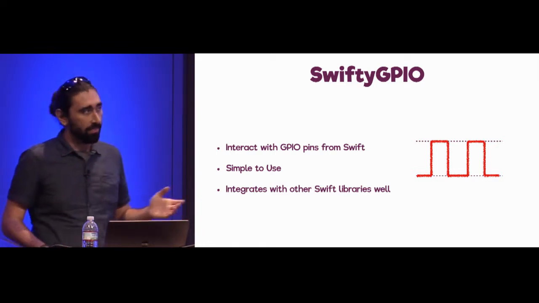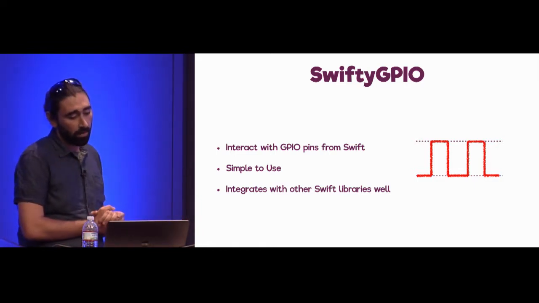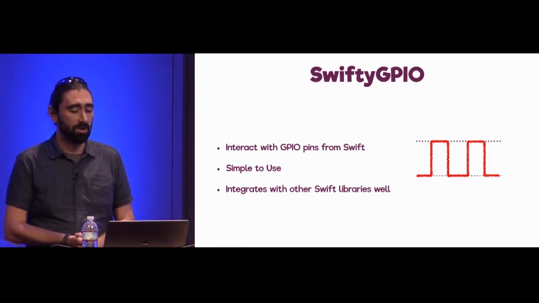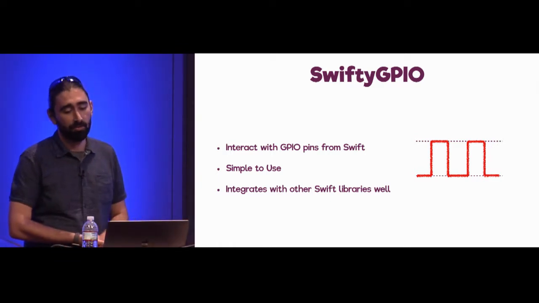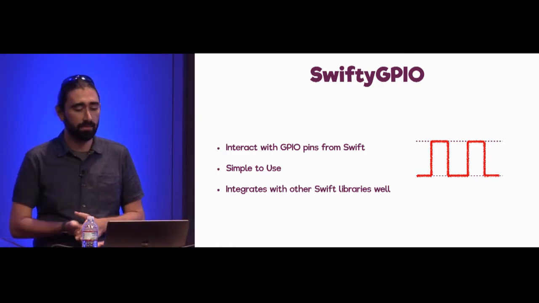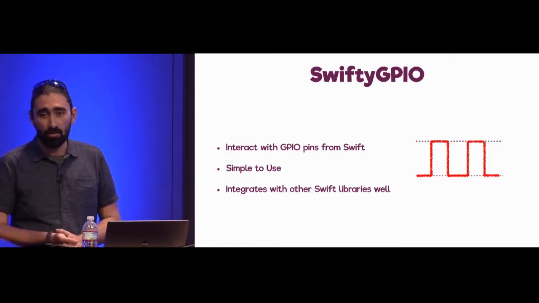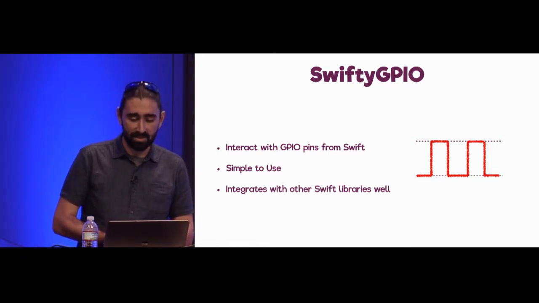So returning to a topic that's near and dear to my heart, SwiftyGPIO. So we know that this is a way that we can interact with simple circuits. SwiftyGPIO is a Swift library that enables you to control that from Swift. Because it's all in Swift, it integrates great with other Swift libraries. So let's see what that code actually looks like.